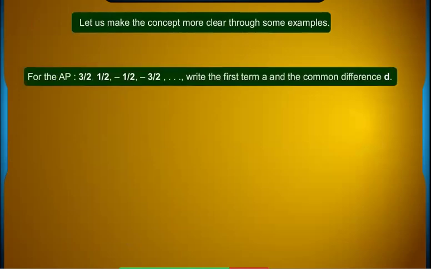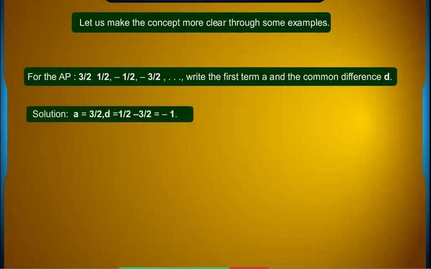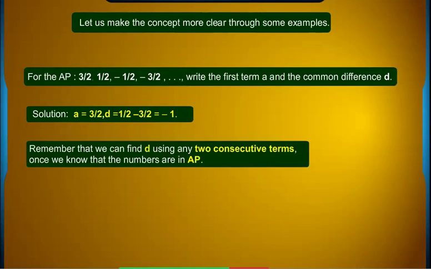For the AP 3/2, 1/2, -1/2, -3/2, write the first term A and the common difference D. Solution: A is equal to 3/2, D is equal to 1/2 minus 3/2, equal to -1. Remember that we can find D using any two consecutive terms once we know that the numbers are in AP.